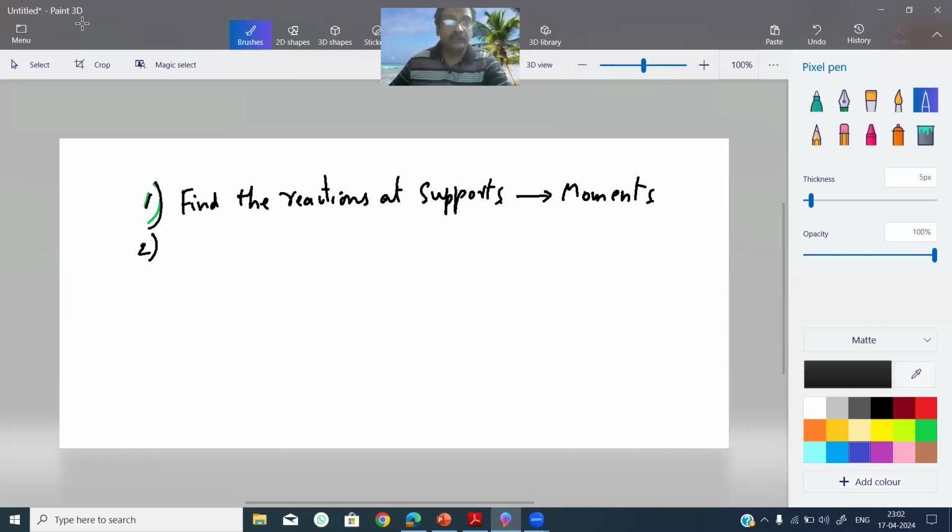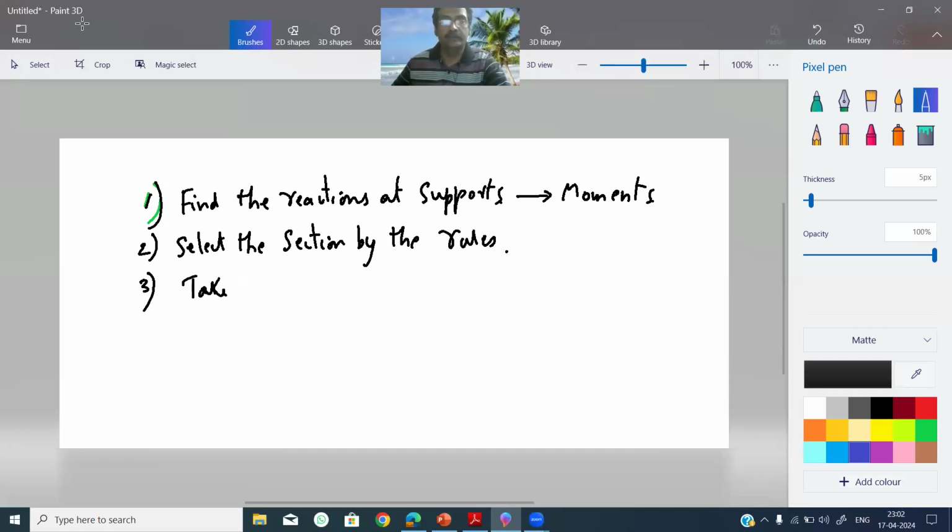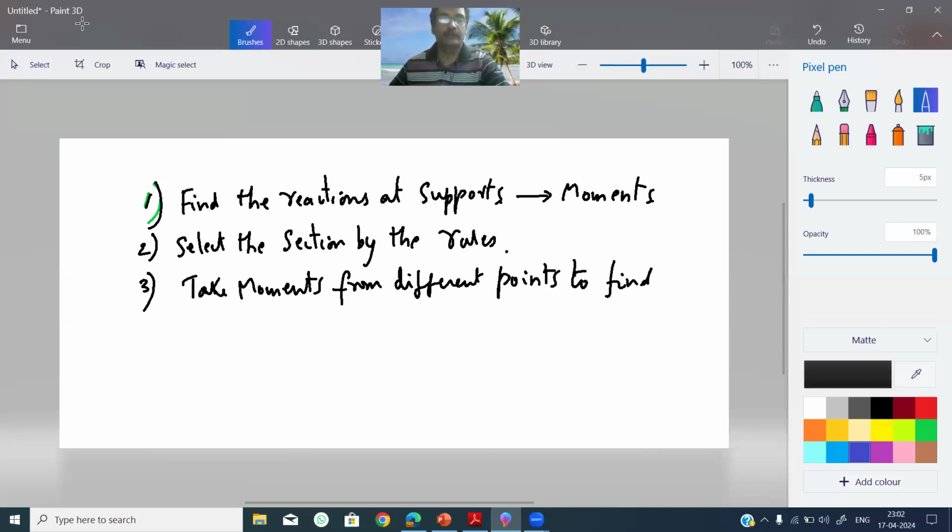Now the next thing is select the section by the rules. So what are the rules? I will tell you. Third one, take moments from different points. Take moments from different points to find member forces.